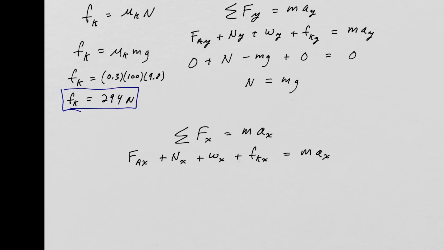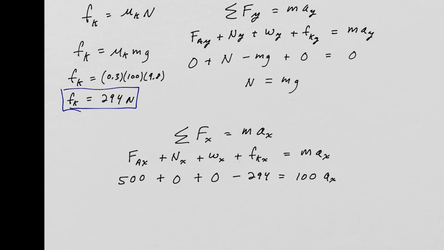Well, the x component of the applied force was given as 500. There is no x component of normal force, right? It's all in the positive y direction, so that's 0. There's no x component of the weight, that's 0. That's all in the negative y direction. And then the x component of the friction is 294, but remember it's negative, right? Because of the direction, I need a sign here, that's important. So it's negative 294. And the mass was 100, and we're looking for Ax.